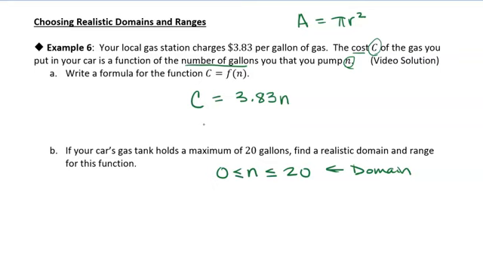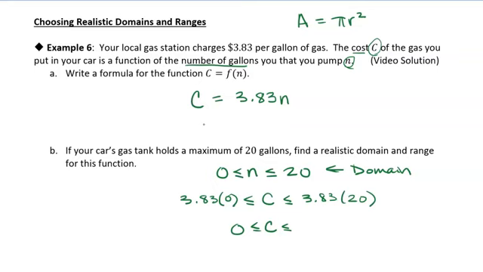So what we can do is just take $3.83 times the low end of our domain, 0, right? And the function is going to be greater than that. C is going to be greater than that. And the upper bound then would be $3.83 times the maximum we can pump, which is 20 gallons. All right. So our range then is going to be between 0, right? So if we pump 0 gallons, we're going to pay 0, hopefully.